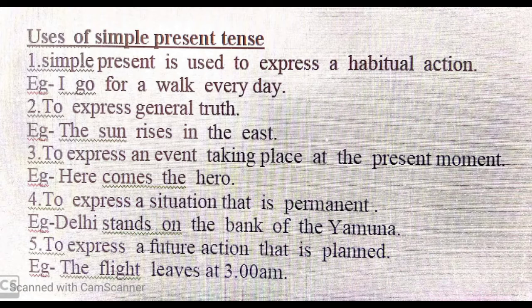Then next, to express a situation that is permanent. See, example, Delhi stands on the bank of the Yamuna. Then next one, to express a future action that is planned. Example, the flight leaves at 3 a.m. So these are the uses of simple present tense.